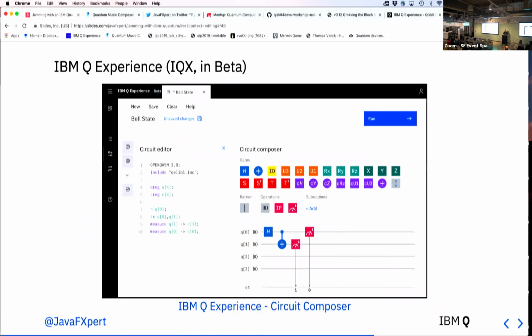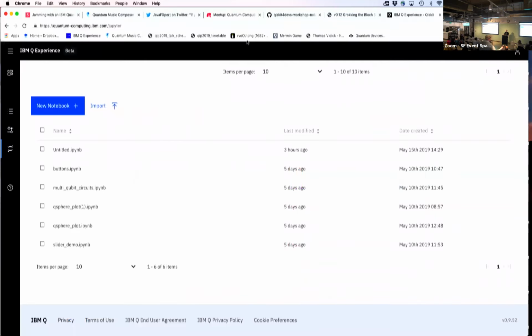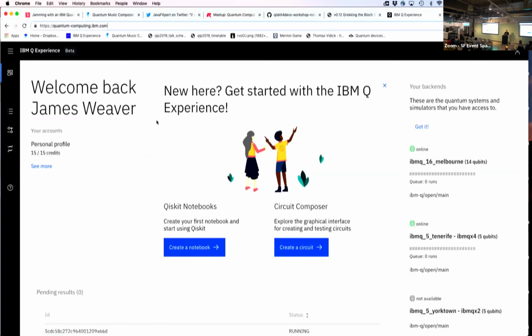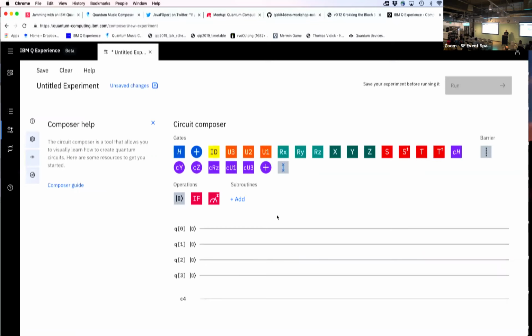Spooky stuff. All right, so we have this thing called the IBM Q Experience. It's in beta. We just released it about a week ago. And I'll just show you this a little bit here. So I go to the experience, I go to the home page here. Then we can either create a circuit or we can create a notebook. So if I say I want to create a circuit, I can go in and I can put together this same Bell state that I just showed you a second ago.